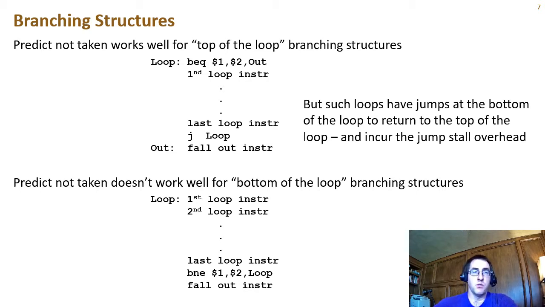Predict not taken really doesn't work well when there's a branch instruction at the bottom of a loop, which is a very common loop structure because it has fewer branches or jumps in general. The reason for this is that you branch back to the beginning of the loop each loop iteration. So predicting not taken means that you're going to have to squash the fall through instruction every time that the loop iterates.